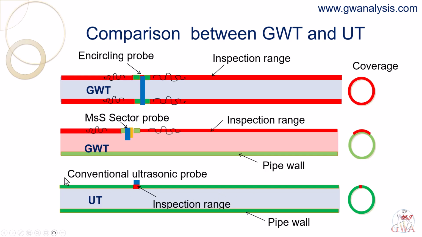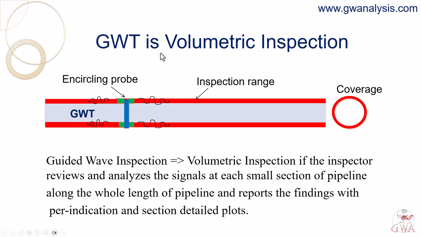Ordinary ultrasonic testing using flaw detector or phased array systems covers only at or near the transducer position. As you can see, the coverage of one guide wave test is equivalent to or more than the coverage of 100 ordinary UT inspections. Guide wave testing is sometimes called a volumetric inspection method because the coverage is a large volume of a pipeline.